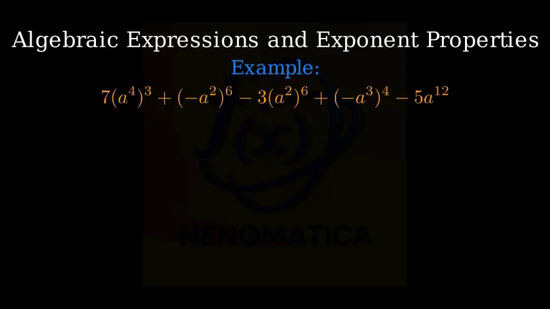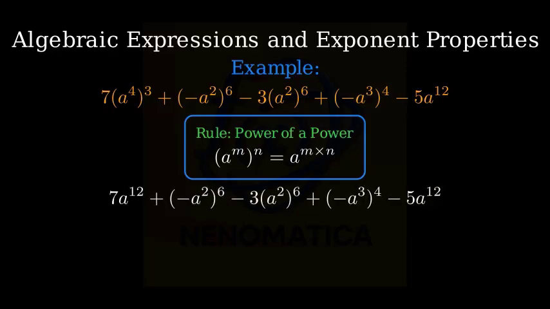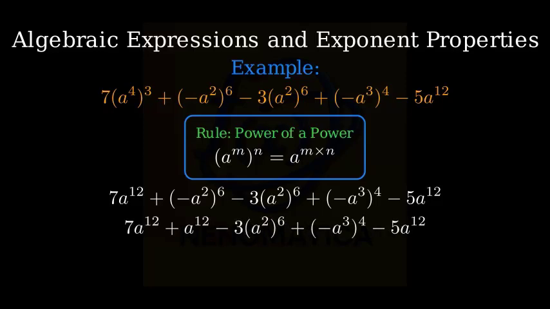First, let's use the power rule, which states that exponents are multiplied when a power is raised to another power. So, a to the 4th power cubed equals a to the 12th power. Negative a squared to the 6th power equals a to the 12th power. A squared to the 6th power equals a to the 12th power. Negative a cubed to the 4th power equals a to the 12th power.